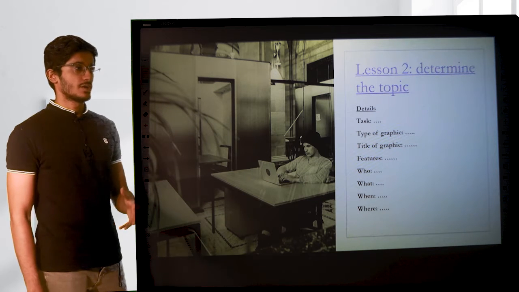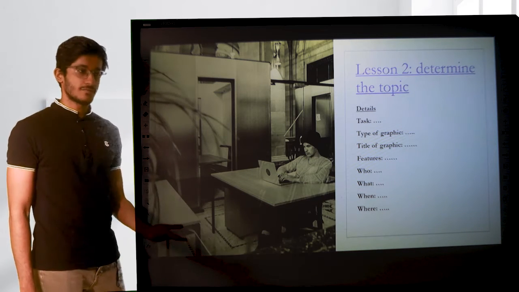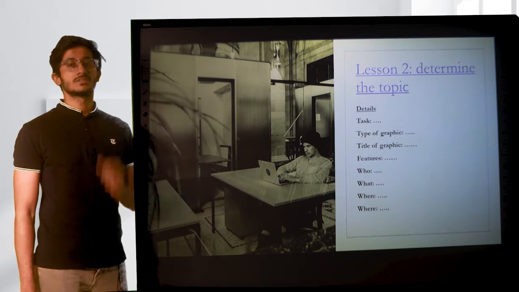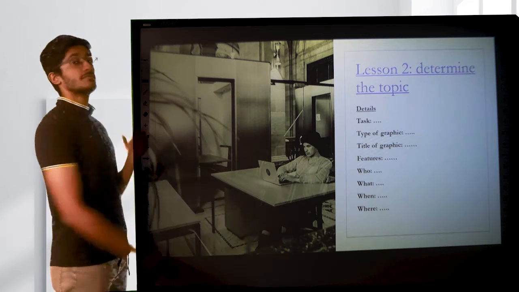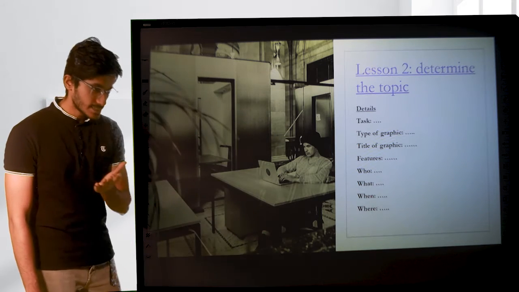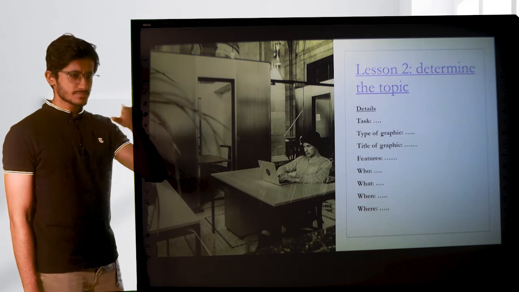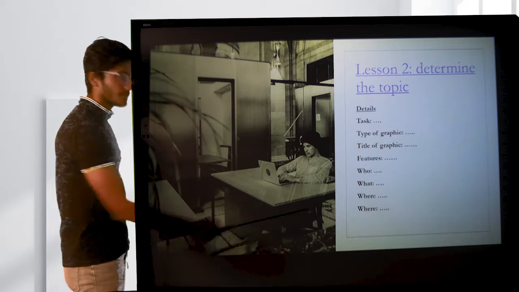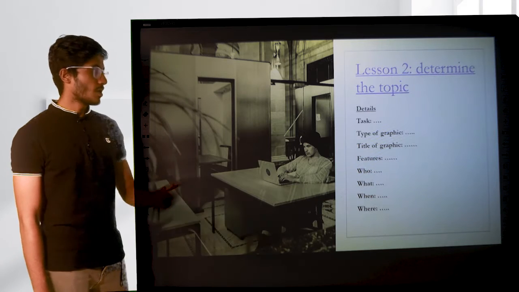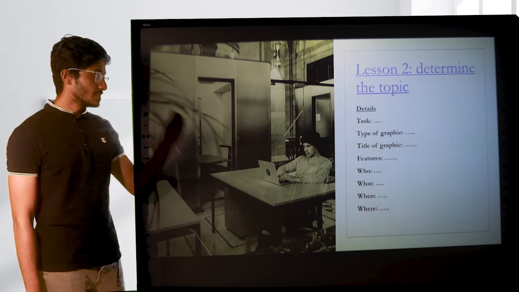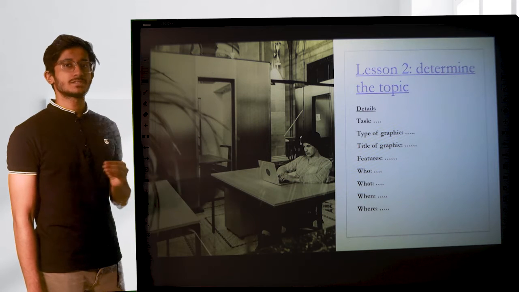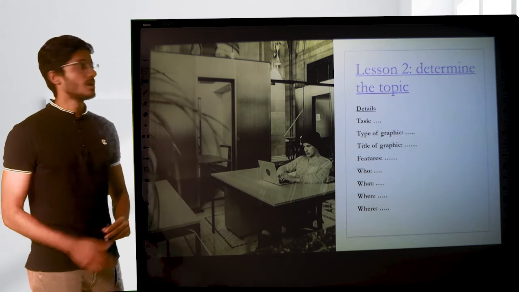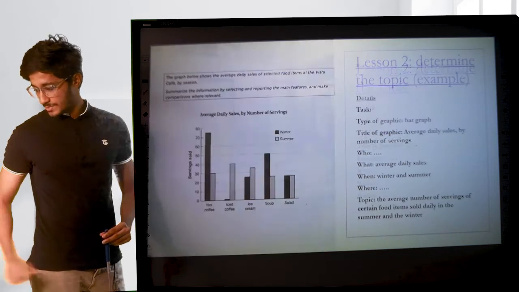Is it a graph regarding cars? Is it a graph regarding food, or whatever the graph is about? The title is going to consist of that information. Then you look at the features. You look at the axes. You look at the different dimensions of the graph. Then you answer the 4 W's: who, what, when, and where. These 4 aspects will give you insights regarding the content of the graph. So let's show you an example.